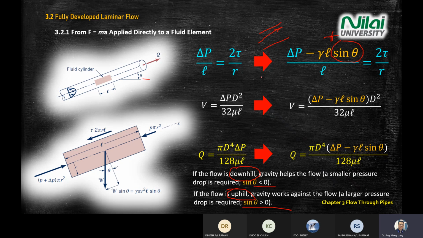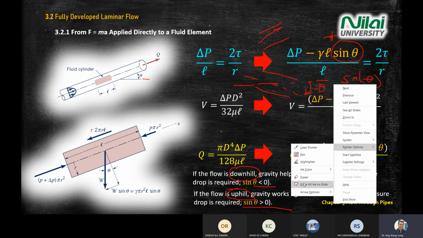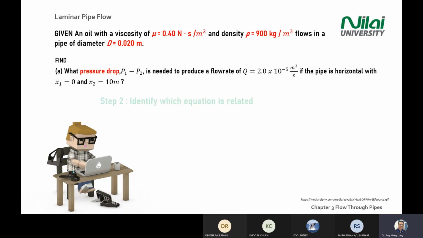If it's downhill, because downhill is negative theta, so you will get sine theta equal to negative theta. You'll get negative value if it is going down like that. Okay, just take note on these slides.